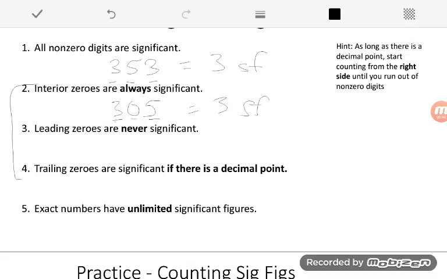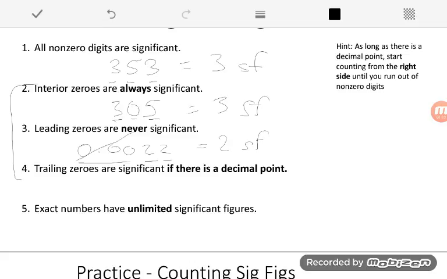Leading zeros are never significant. So let's say I had a number like 0.0022. These in front are leading zeros. They don't count. They're just telling me my number is really small, basically. They don't tell me about how precise my number was, so I don't count those. So I'm just going to ignore those zeros when I count. So I only have 1, 2. I have 2 significant figures because the leading zeros don't count.